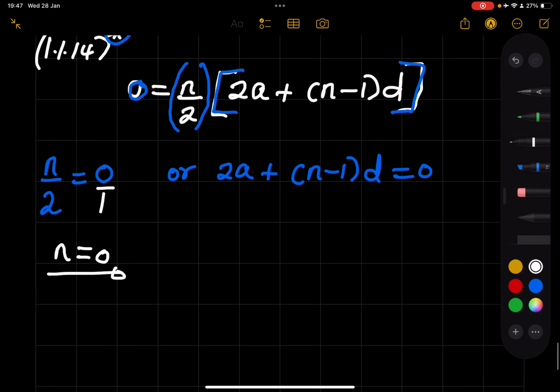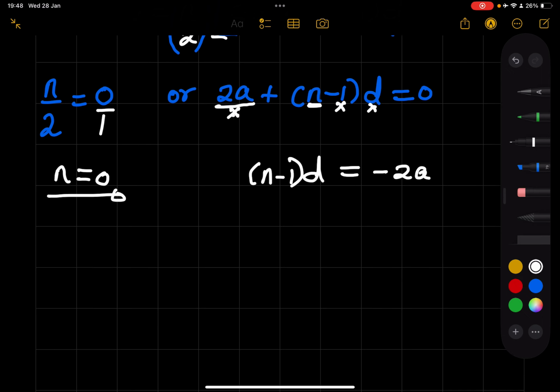Obviously on the second one, we are solving for n, right? So which means 2a must move. This must move, that must move, that must move. And we can see that the 2a is going to move first because it's attached by a plus, the weaker enemy. So on the left, we're left with n minus 1d is equal to negative 2a.